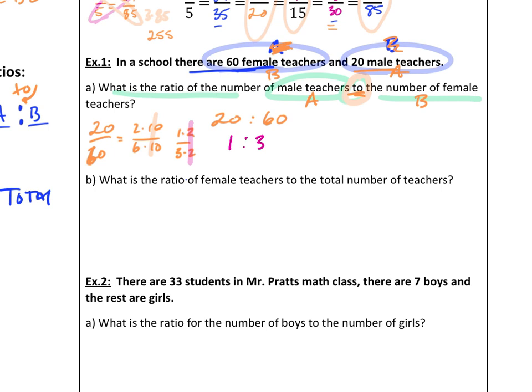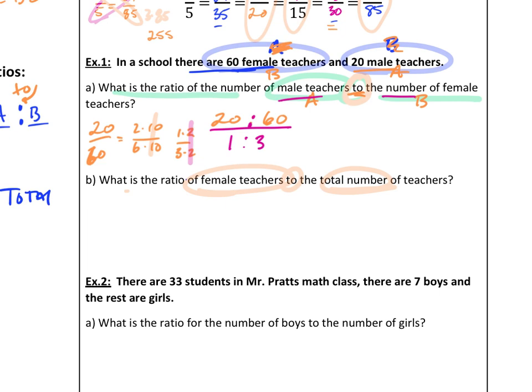So first step, you got to know how to write it. You got to look at the question and see what they're asking you to compare. You got to write it either as a fraction or as a proportion, and if they tell you to write it with a colon, write it with a colon. And then when you're looking at this next one, so what are they asking me? They're asking me, write the ratio of female teachers to total number of teachers.